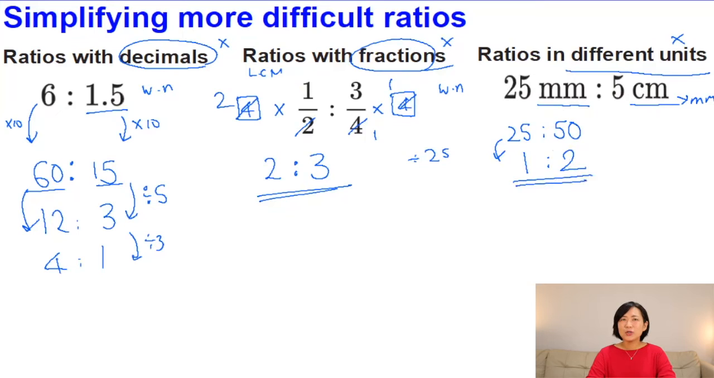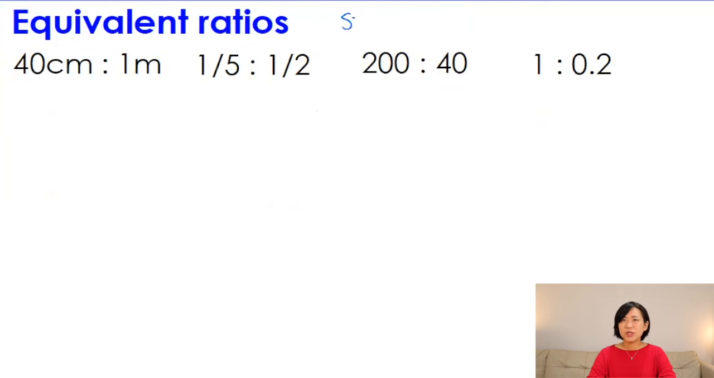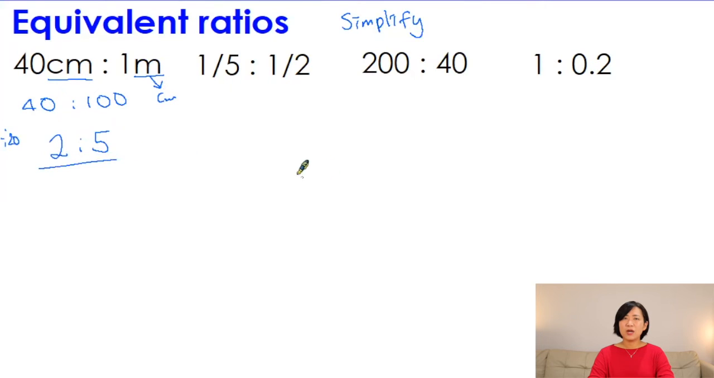Now we know how to simplify ratios, let's find equivalent ratios. You simplify your ratios, then see which ratios are the same. First, different units, so unify your units. You've got 40 centimeter and 1 meter. You make it into 100 centimeter. Then we can divide both parts by 20, and I've got 2 to 5. We can't divide both numbers anymore, so this is our ratio.